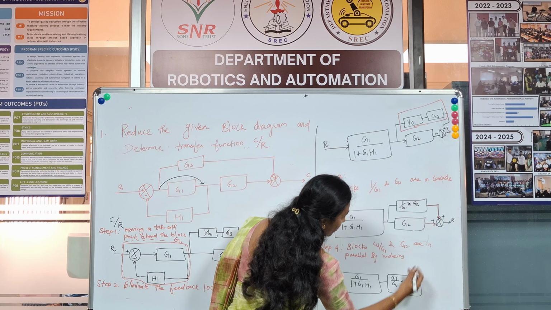Your next step: now you see this block and this block, both the blocks are in series, cascade. When your blocks are in cascade, you can just multiply the values of both the blocks. This is C. So your next step will be to multiply them.